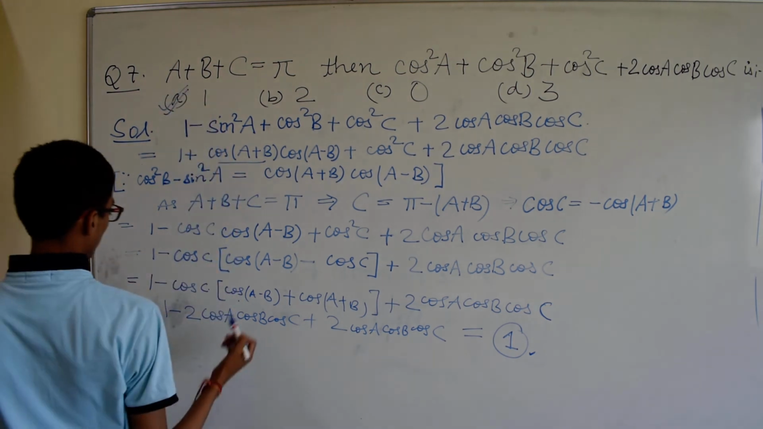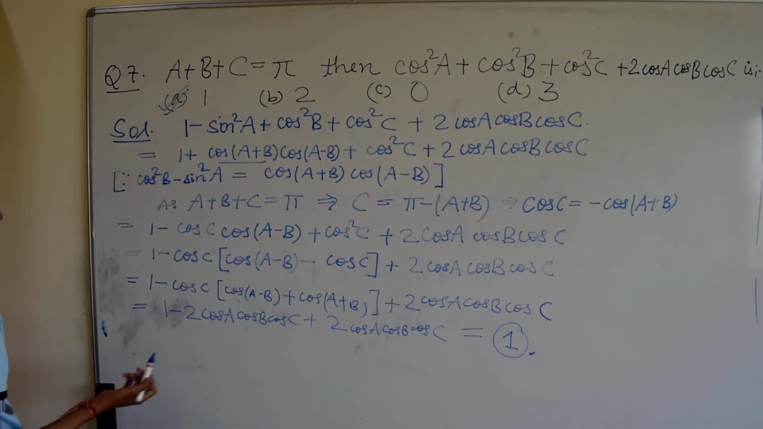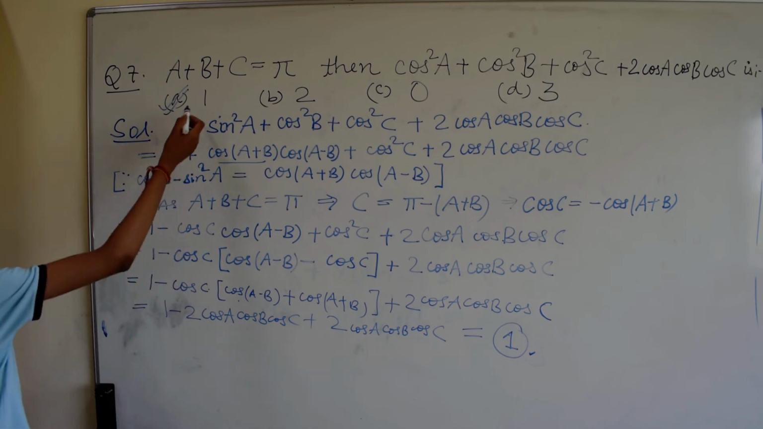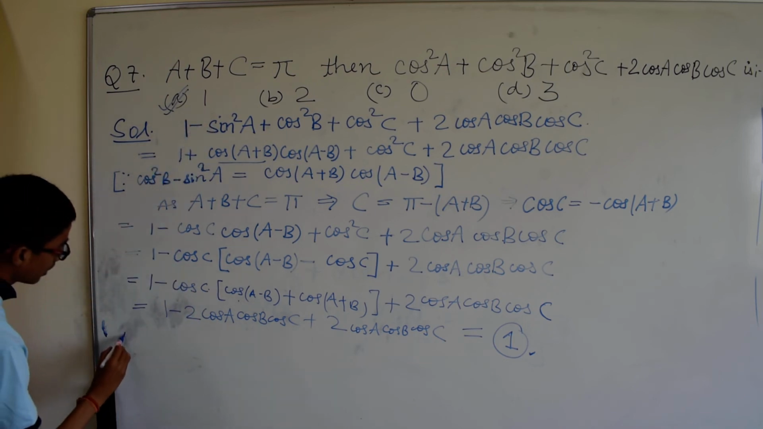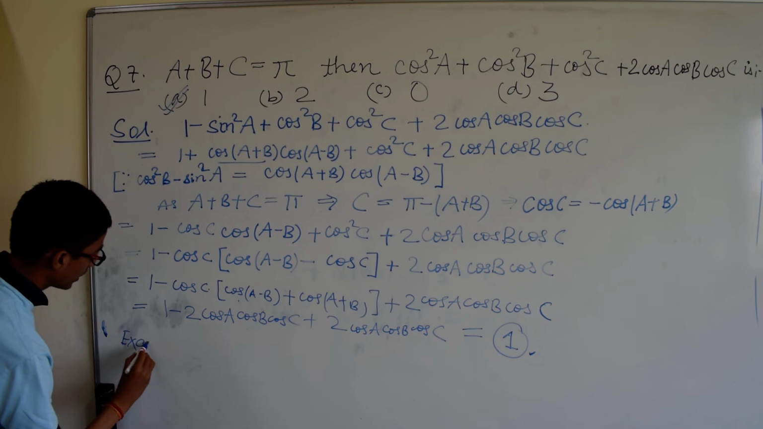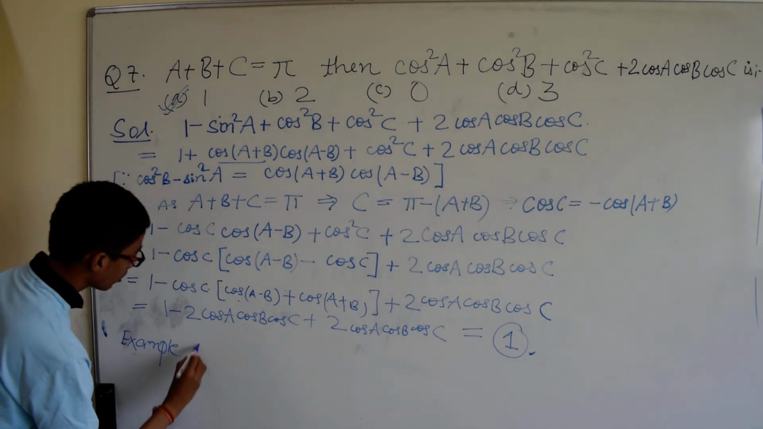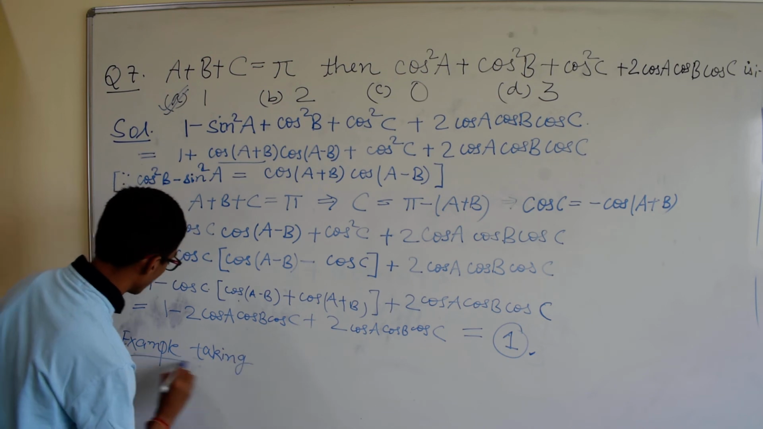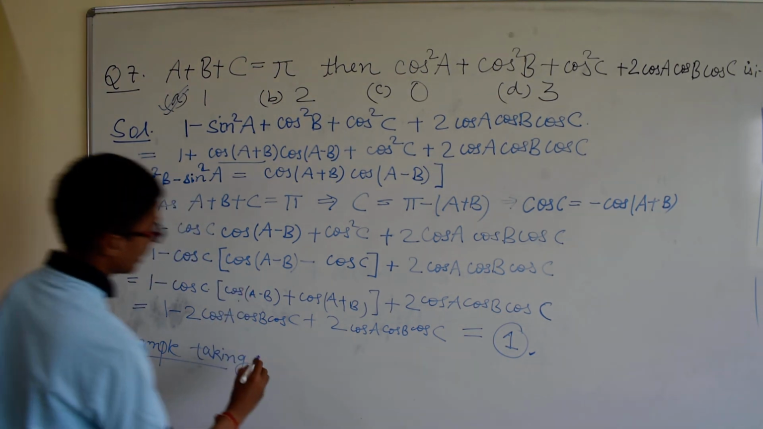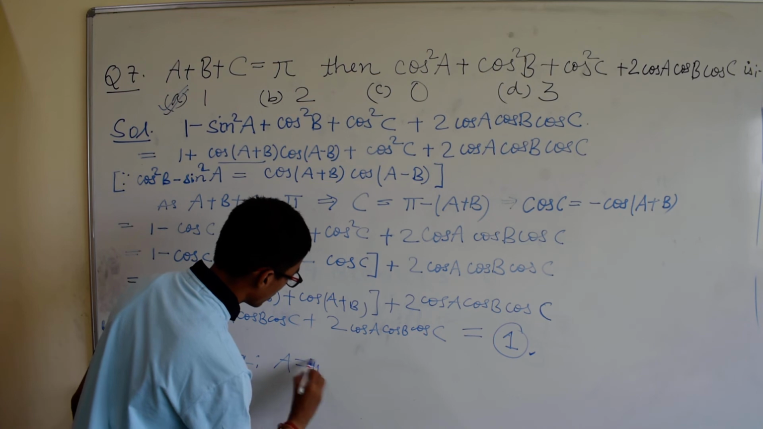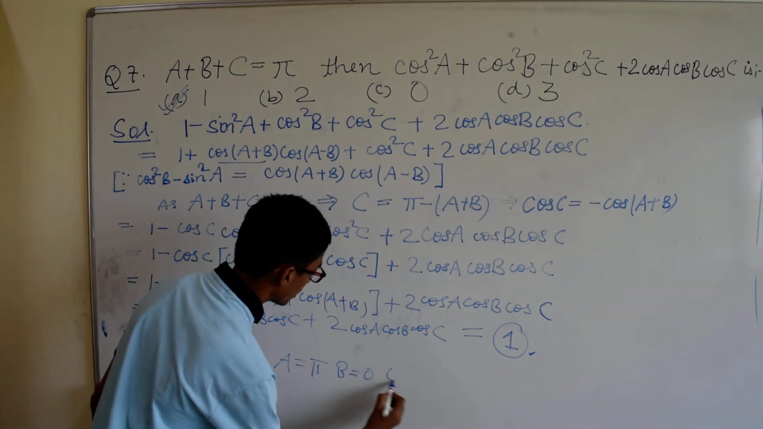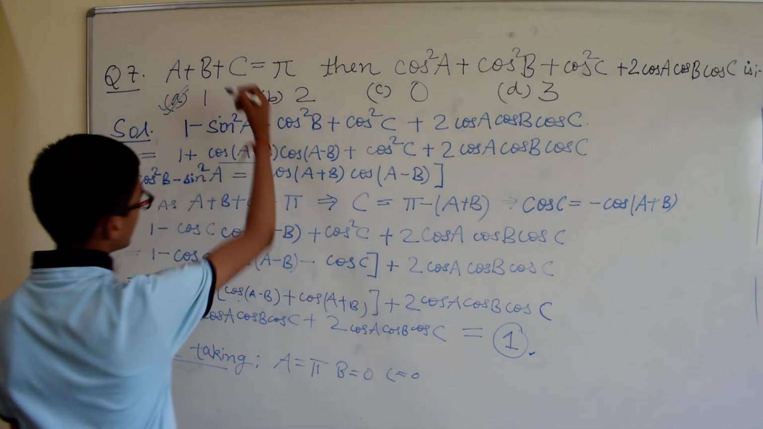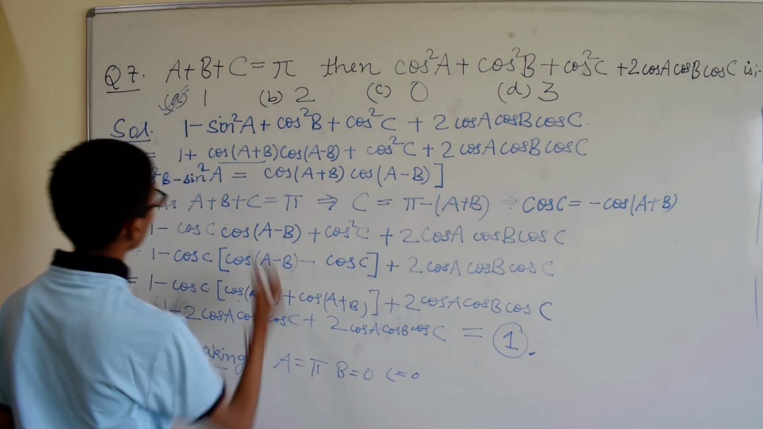But in this kind of question, since the exam is objective, you can just take an example and find the value. Since it will be true for all, there is no need to solve this long, as the exam is objective. Just take A equal pi, B equal 0, C equal 0. There is only one condition, and this example satisfies it.